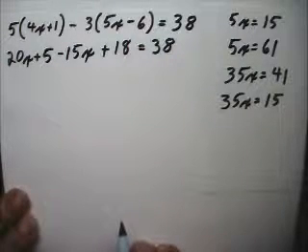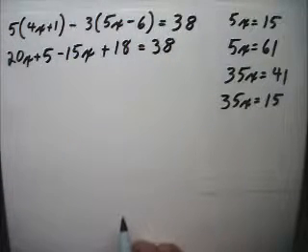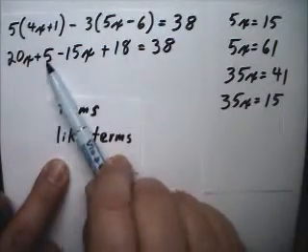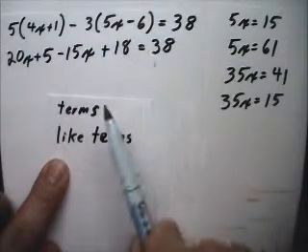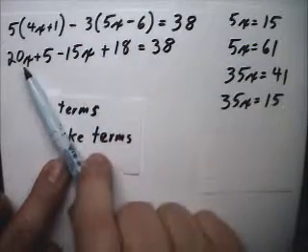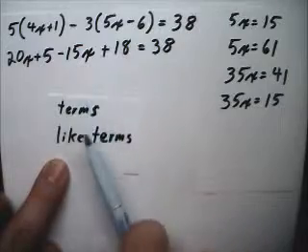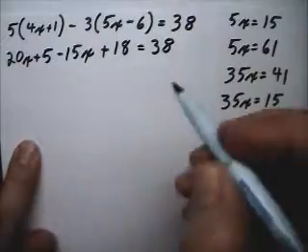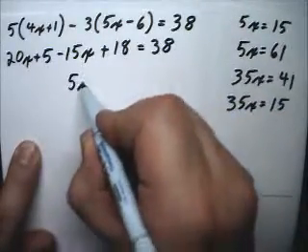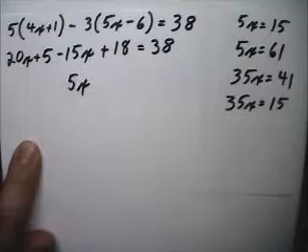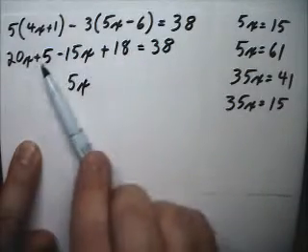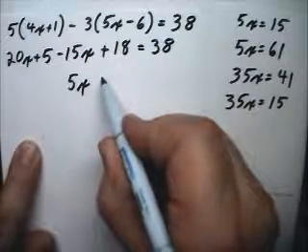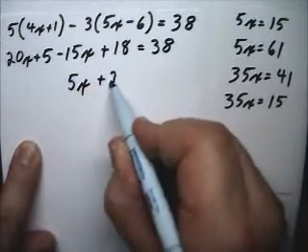And now we can combine like terms. This equation has quite a few terms. That's a term, that's a term, that's a term, that's a term, and that's a term. So the 20x and the negative 15x, those are like terms. And 20x and negative 15x adds to positive 5x. Now a positive 18 and a positive 5, those are like terms, and that adds up to positive 23.